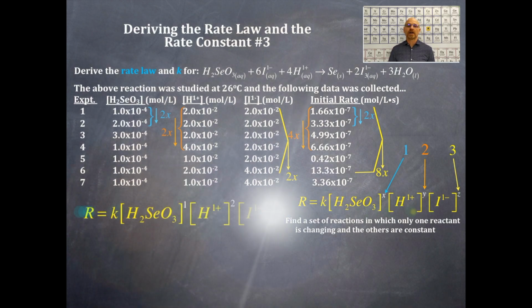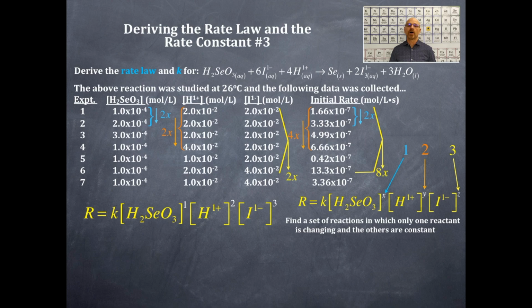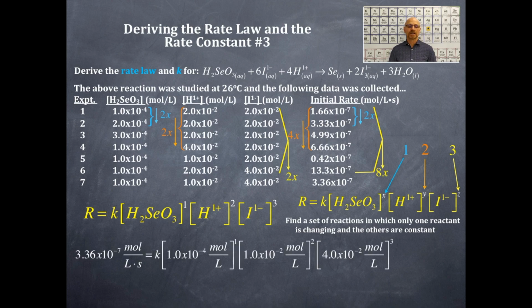So here's our rate law. R is equal to K times H2SeO3 to the power of 1, H1+ to the power of 2, iodide ion I1- to the power of 3. That's my rate law. So now we're going to solve for the rate constant and the value of K. So what I've done is I've plugged in some information here from experiment number 7, the bottom experiment.